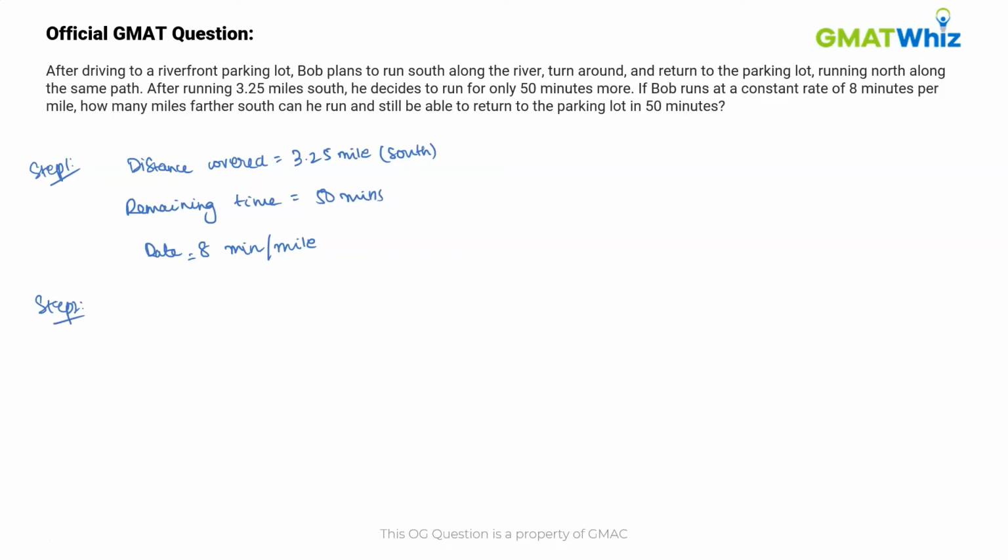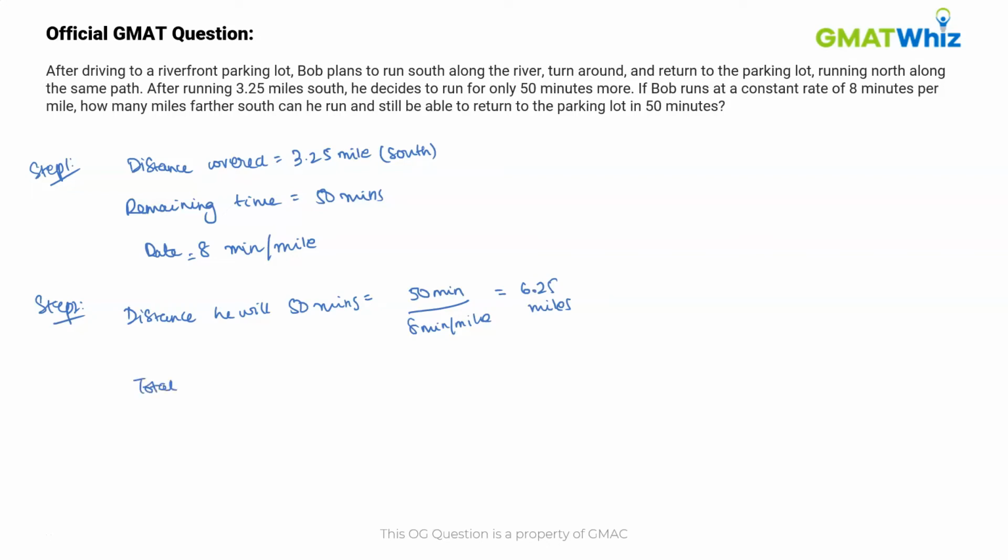Now if the rate at which Bob runs is 8 minutes per mile, the distance he has already covered is 3.25 miles, and the remaining time he has is 50 minutes, then the distance he will cover in the remaining 50 minutes will be equal to 50 minutes divided by 8 minutes per mile. This gives us 6.25 miles. So in the remaining 50 minutes he will cover a distance of 6.25 miles.